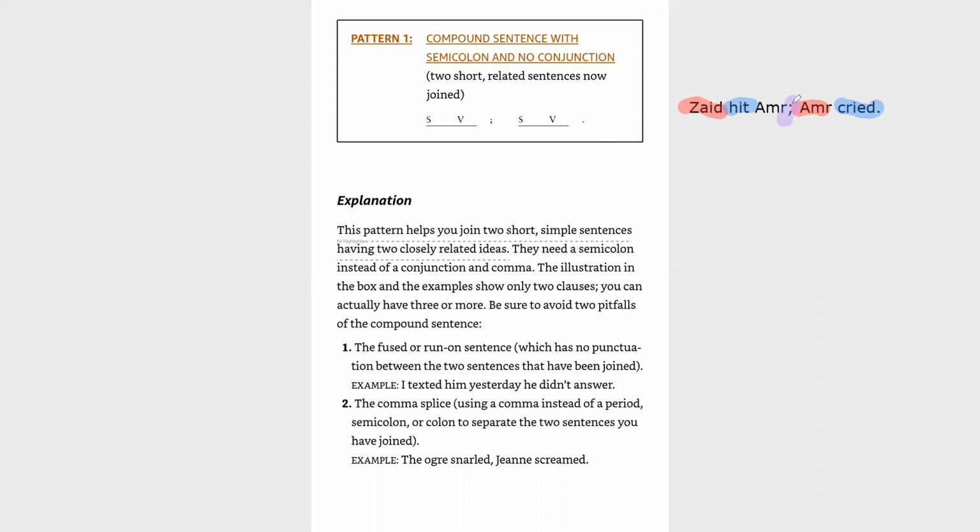Now, if we did something like this, and this is a mistake a lot of people make, I make the mistake sometimes: Zaid hit Amr, comma, Amr cried. This is a misuse of the comma. This is called a comma splice. This is an error, okay? Never do it. Never put a comma in between two independent clauses. It's called a comma splice.